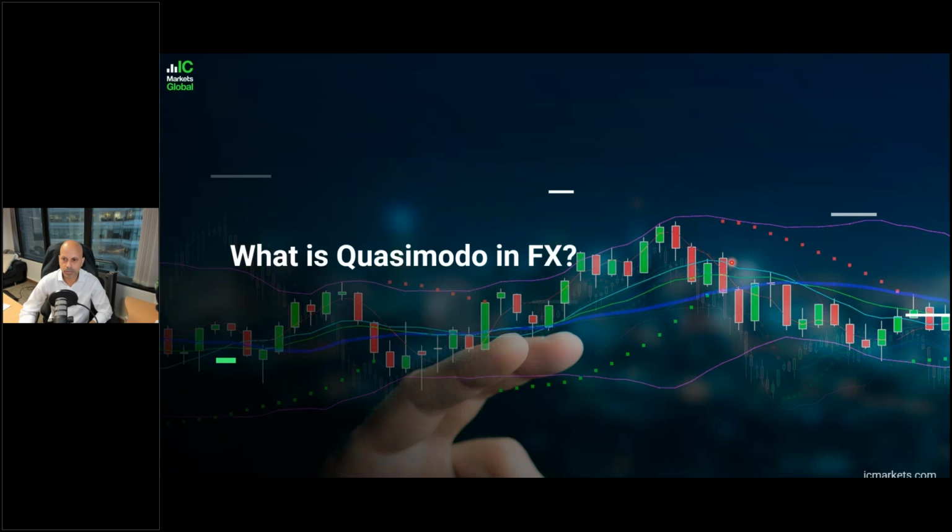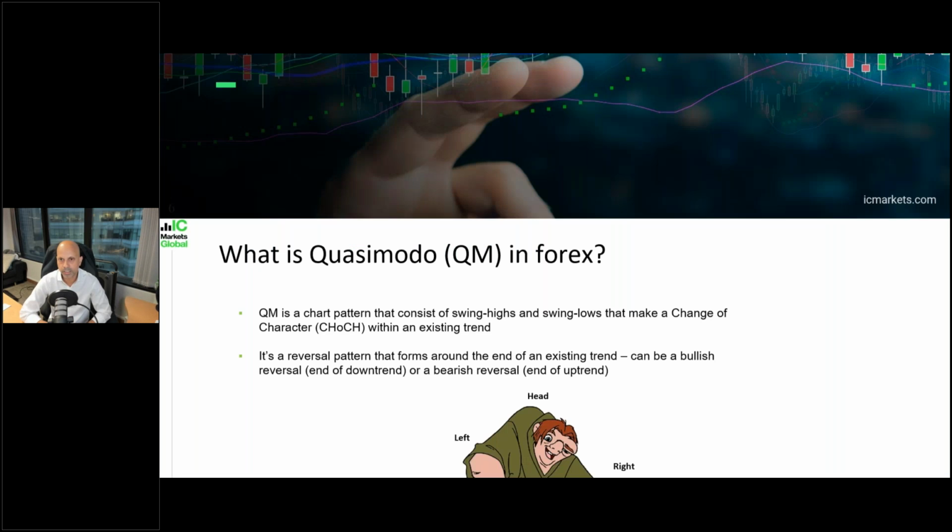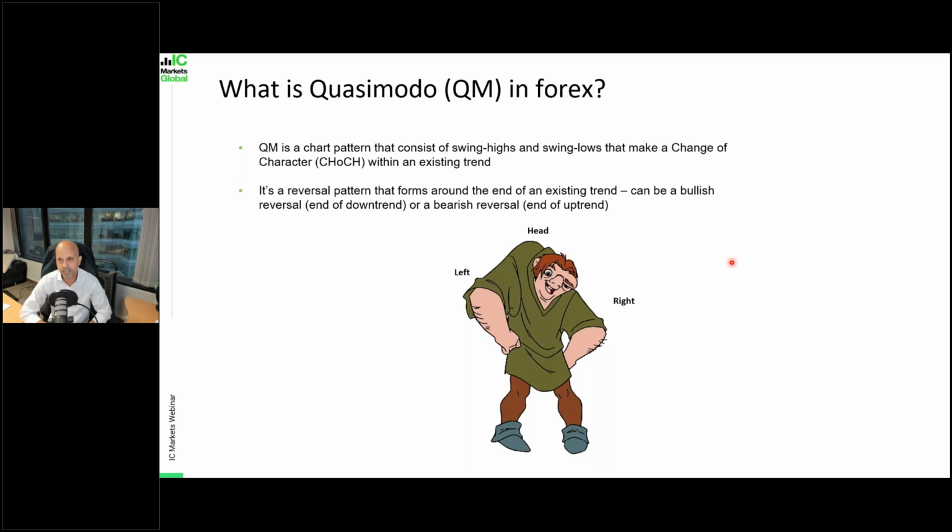All right, so what is Quasimodo in FX or Forex trading? Well, it simply is a chart pattern that consists of swing highs and swing lows that make a change of character within an existing trend. This means it could be a bullish uptrend or a bearish downtrend, and then suddenly you're going to see a potential reversal taking place, and that's what we'll be looking for.